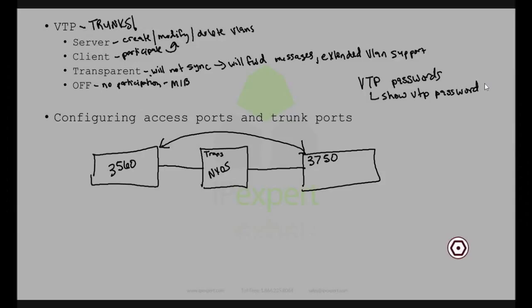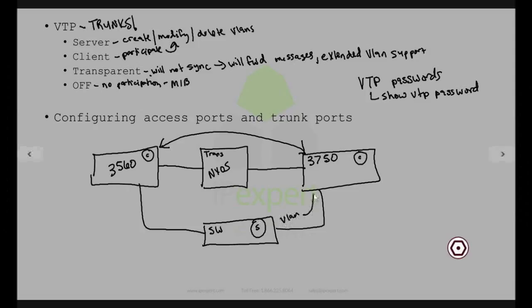Now, within most infrastructures, say we had another switch down here. What we're going to want to do is set most of our devices to client mode. So maybe this one's a client. This one's going to be a client. And then we're going to pick a server. This server is where we're going to generate our updates. So this server is where we're going to actually go in and say VLAN 10. And when we create VLAN 10, VLAN 10 is going to propagate up to these guys, right?